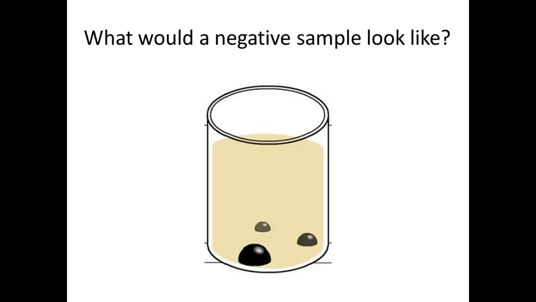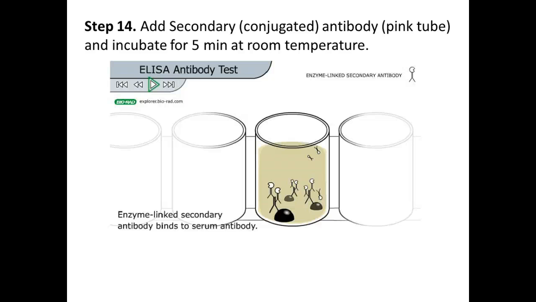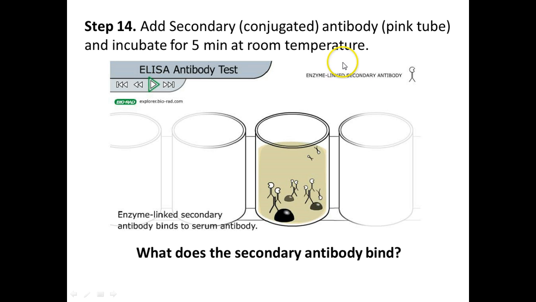It's not specific, right? So for the negative, what should it look like? Again, just the specific antigen should be there. Then we're going to add the secondary. Remember, what is this antibody binding to? It's binding to the primary antibody. It's not binding to the antigen. It's helping us detect the presence of this antibody that is hopefully just stuck to the specific antigen we have here.